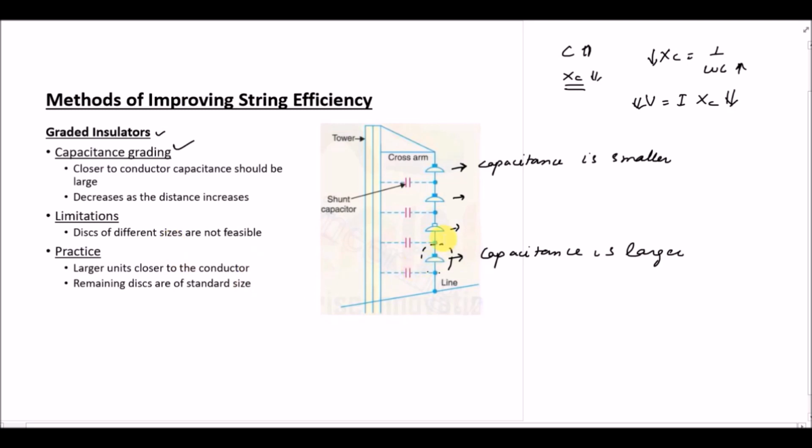So in practice what we do is use a larger unit or larger insulator closer to the conductor. If it is larger, the capacitive reactance will be smaller and the voltage across that particular insulator will be smaller, and all the remaining insulators will have standard size discs. So this was the second method of improving the string efficiency.